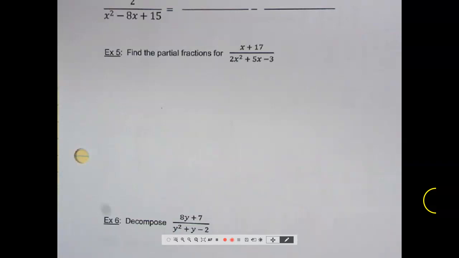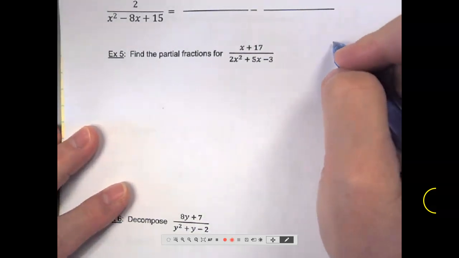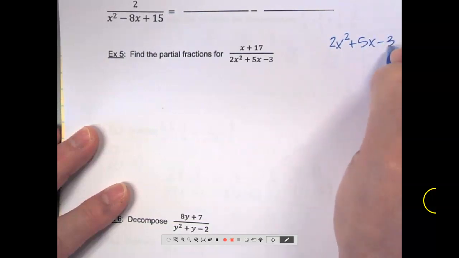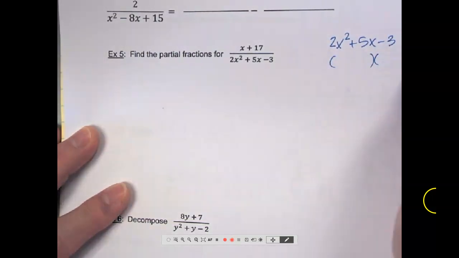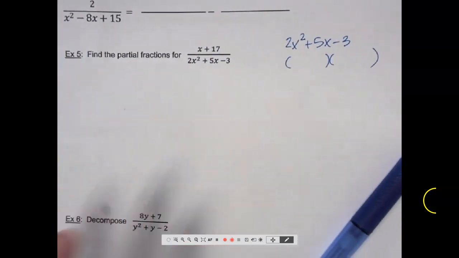Okay, look back. What was our first step? Factor the denominator. All right, here we go. 2x squared plus 5x minus 3. Find the factors. Don't say them yet. Let everybody kind of process it for a second.